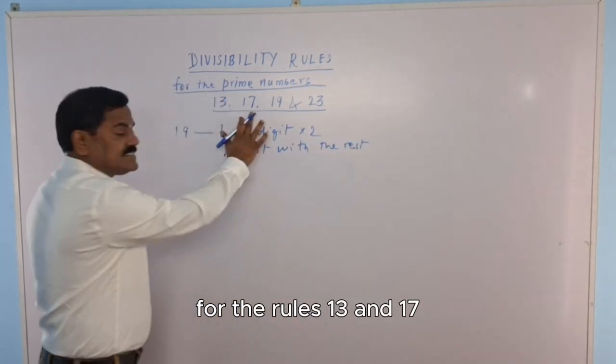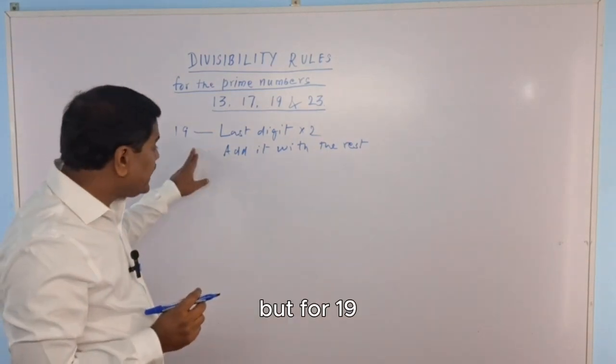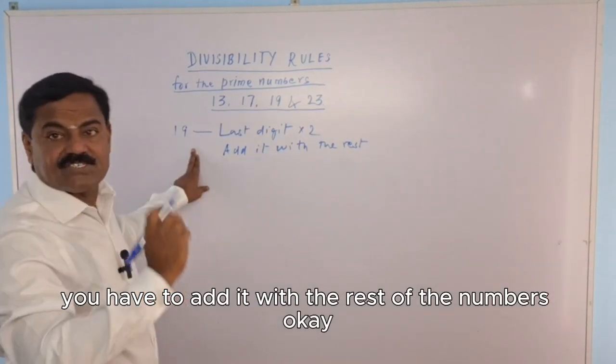For the rules 13 and 17, you are subtracting from the rest of the numbers. But for 19, you have to add it with the rest of the numbers.